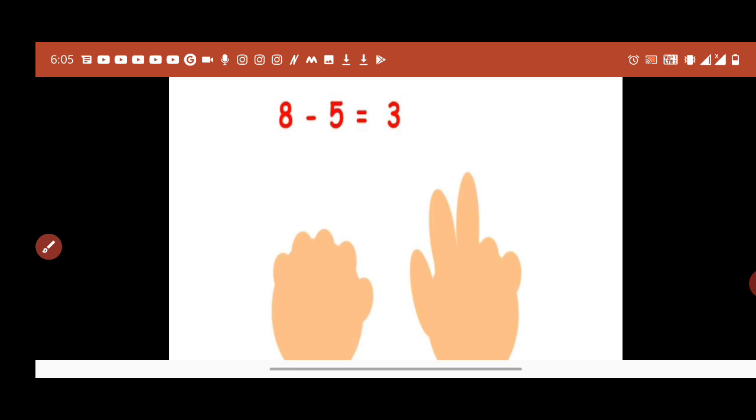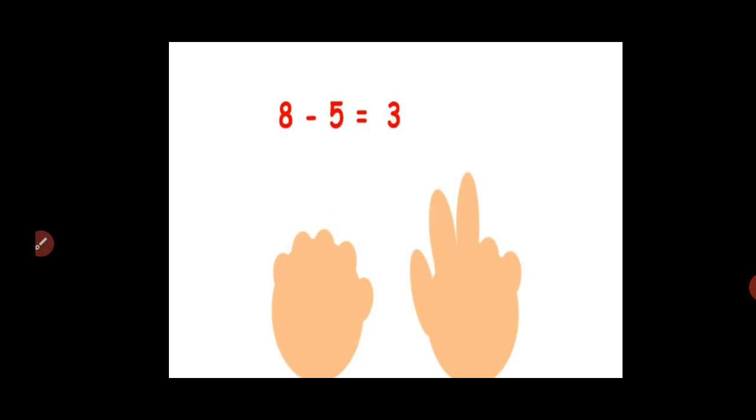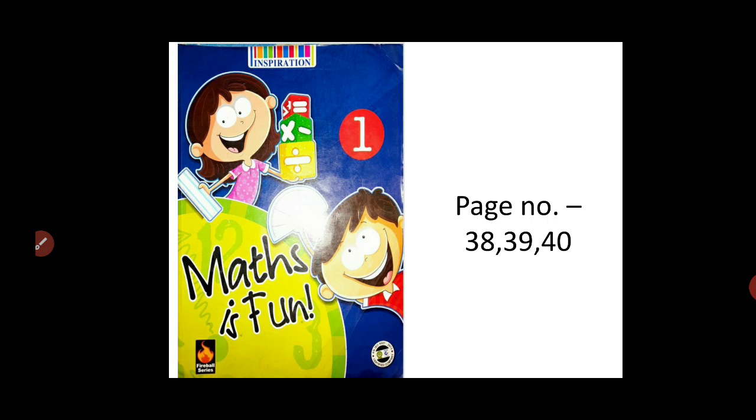Now let's just have a look at horizontal and vertical subtraction. In horizontal subtraction, numbers are written one beside the other, and in vertical subtraction, numbers are written one above the other. Okay, children? Now, let's do some pages from your book Maths is Fun.